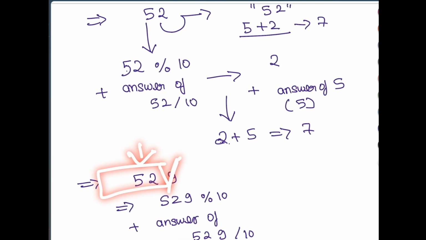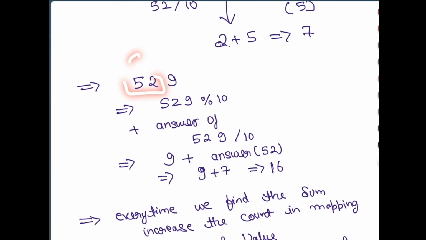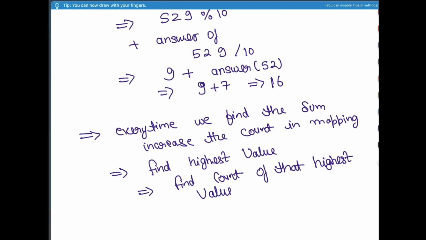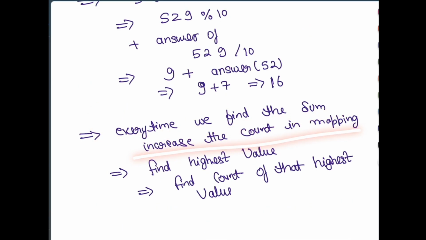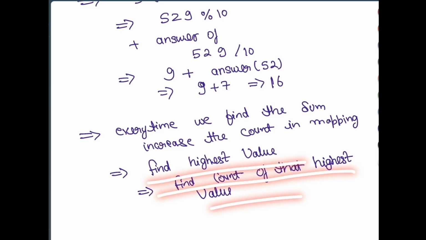The answer for 52 we have already calculated, so I don't need to recalculate it. This is 7, and this is 9. So 9 plus 7 is 16. This is how we are going to optimize our solution. Finally, every time we find the sum, I'm just going to increase the count in the mapping, find the highest value, and then find the count of that highest value.